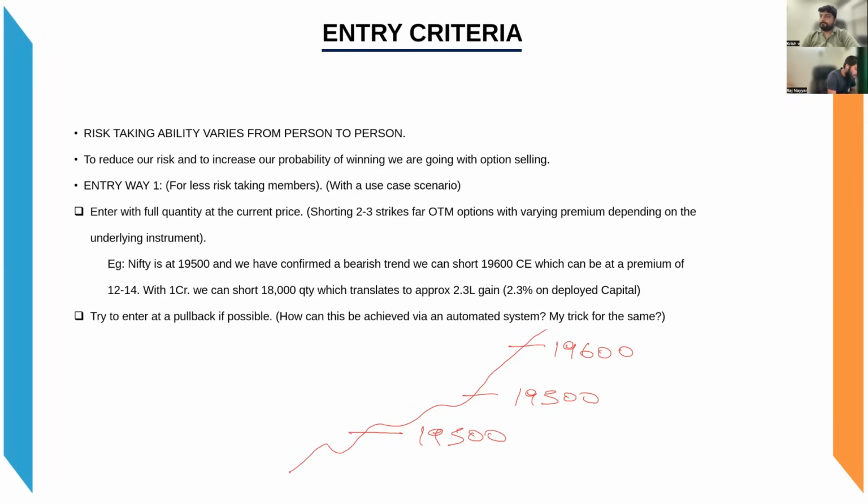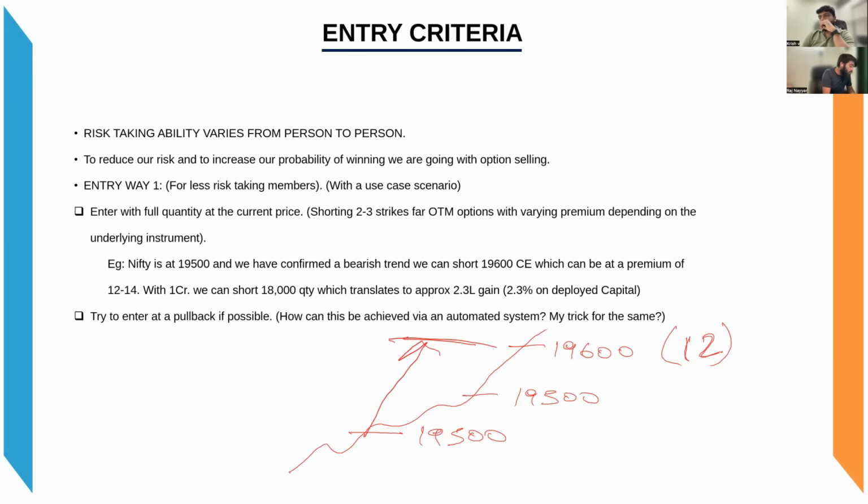So we shorted this at 12 rupees. We'll take the worst case scenario, 12 rupees, which is the value we have got. So for the market to give us a loss, it has to breach 19,600 at a very high speed, because then theta decay won't be saving us at all, and we will be taking our stop loss as it goes up. But what will happen? The market can move up, it can move down, it can move sideways. There are n number of possibilities in the market.